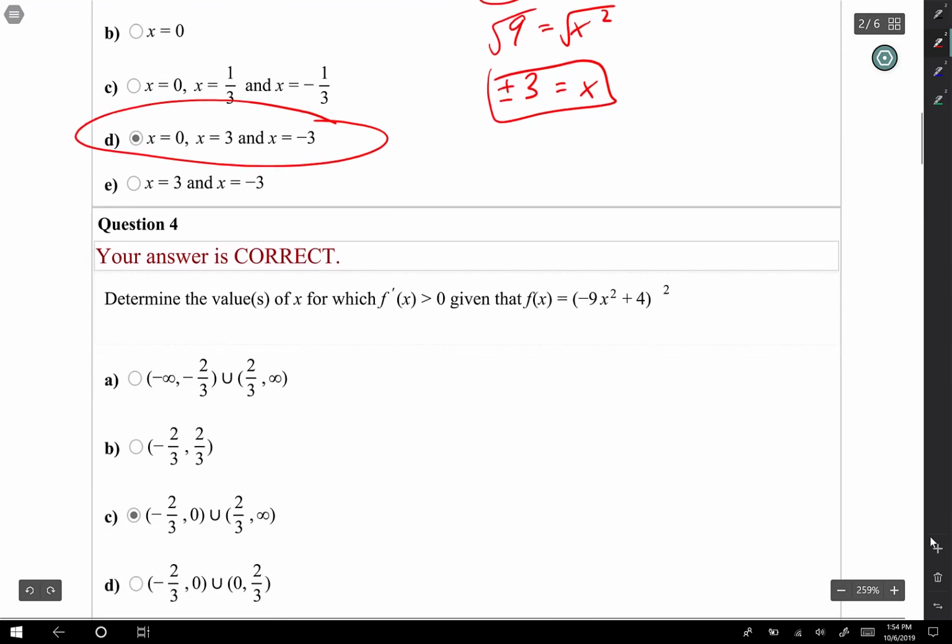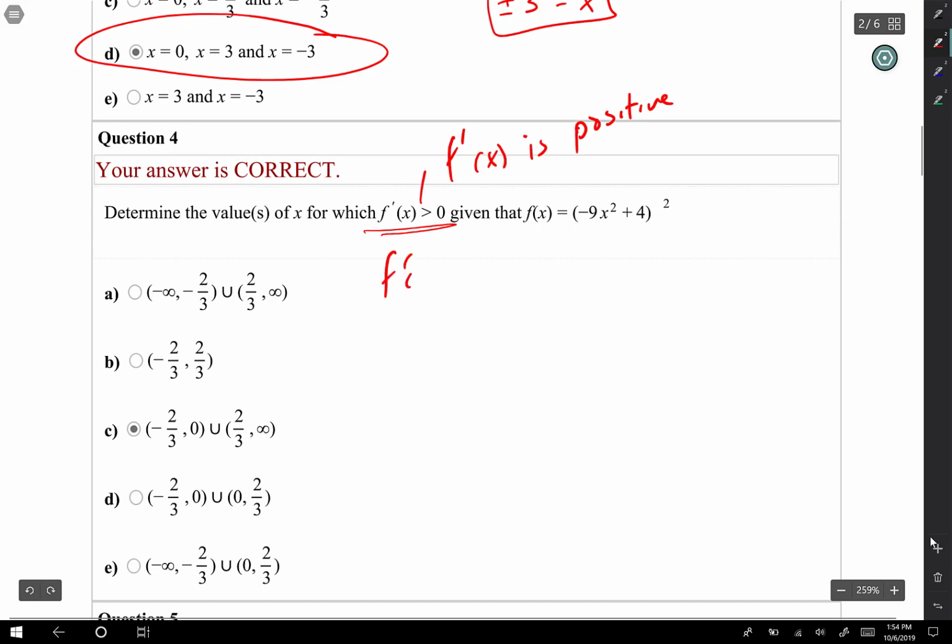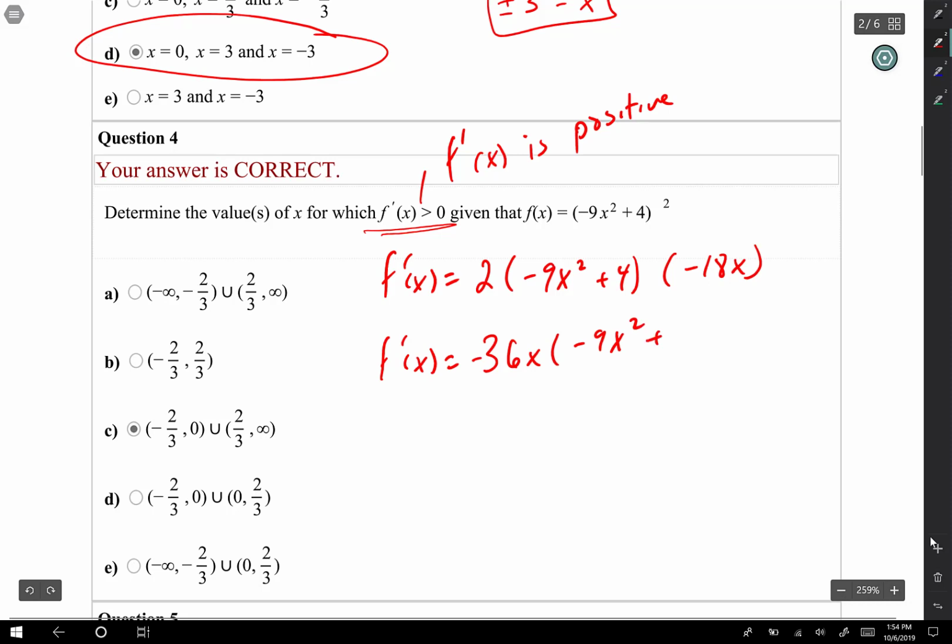All right, let's continue, guys. Determine the value of x for which f prime of x is greater than 0. So this means where f prime of x is positive. So here it gives me the function. So again, I'm going to do the same thing. Take a derivative. So when we take the derivative, you can have 2 parentheses negative 9x squared plus 4, close it to the power 1, times the derivative of the inside, negative 18x. So my derivative equation is going to be 18 times 2, I think that's 36. So negative 36x, parenthesis, negative 9x squared plus 4.